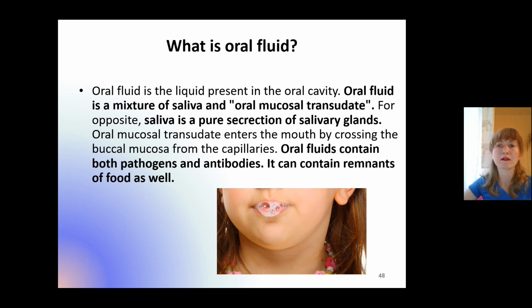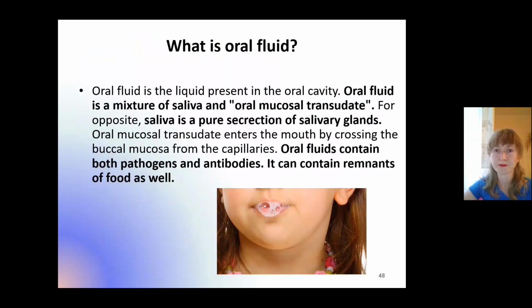We always come across such term, oral fluid. Of course, we can use oral fluid or we can use saliva. We can use these two terms synonymously. But what is oral fluid and what is saliva? We need to clarify. So, oral fluid, it is liquid present in the oral cavity. Oral fluid is a mixture of saliva and oral mucosal transudate. On the contrary, saliva is a pure secretion of salivary glands.